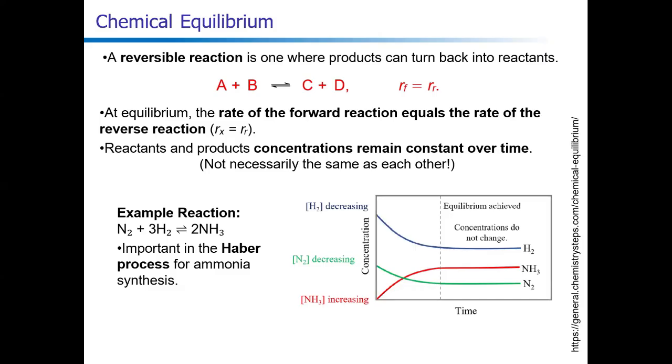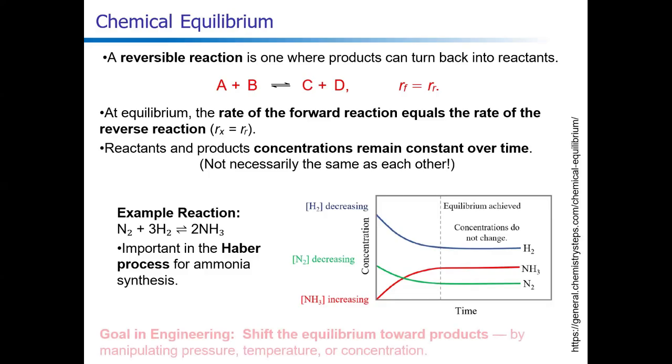Let's now look at this graph of concentration over time. Nitrogen and hydrogen decrease as they're consumed, while ammonia increases. Eventually, all three flatten out. That's when equilibrium is reached. In engineering, our goal is almost always to shift equilibrium towards the products we want, which we'll also look into in this lecture.